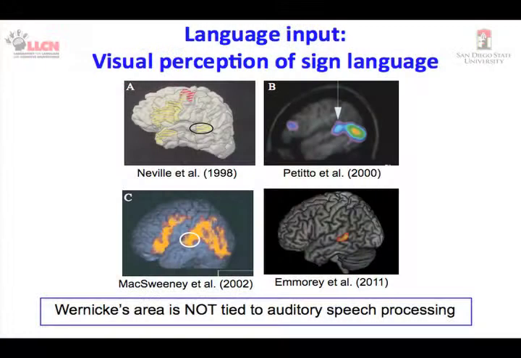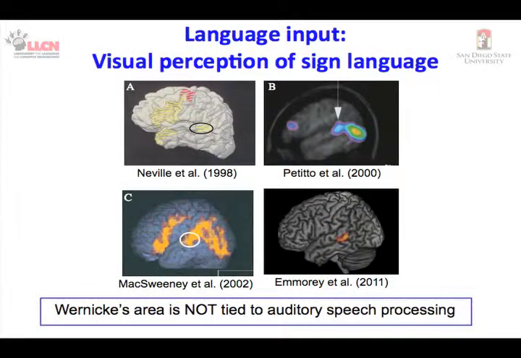Now what about language perception? Again, we find that Wernicke's area, this posterior superior temporal cortex, is active for comprehending sign language. Of course, sign language is presented visually, and yet we're seeing activation in Wernicke's area in this posterior STS region. Again, this is telling us that this region is not a speech region. It's not tied to auditory speech processing.